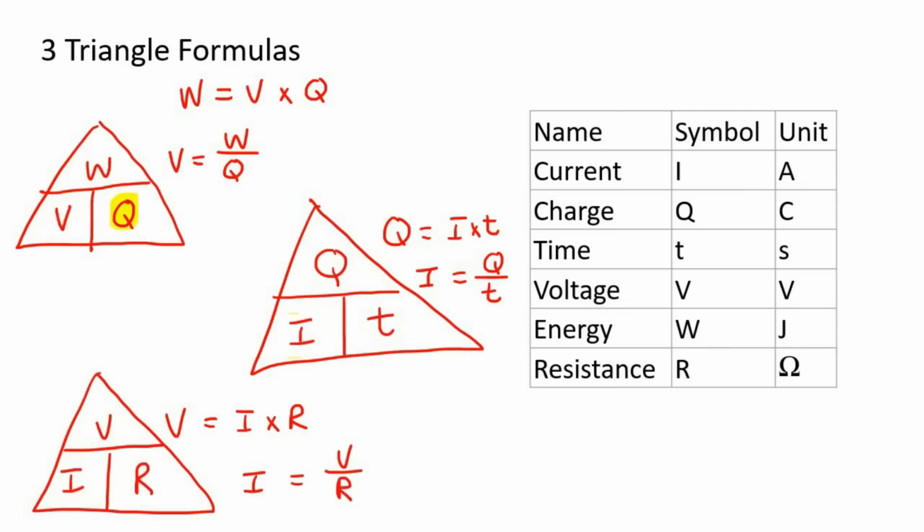And then if you're looking for anything in the bottom right, well then you use the same approach that we just looked at, where the W is at the top and the V is at the bottom. So you would say that Q is equal to W over V. Or for this one, you would say that T is equal to the thing that's at the top divided by the thing that's at the bottom. And then for this one, you would say R is equal to the thing that's at the top divided by the thing that's at the bottom.